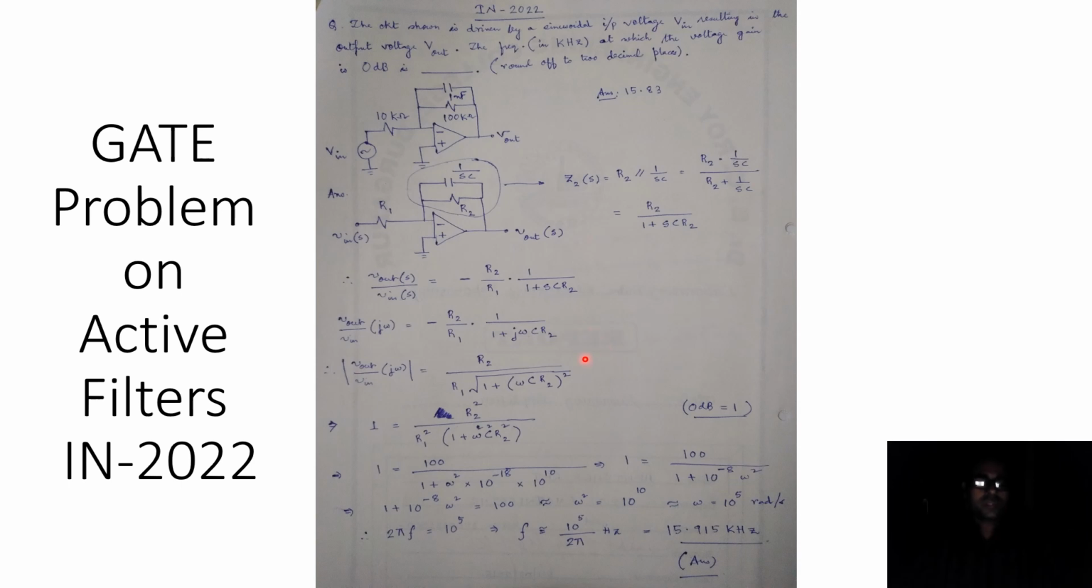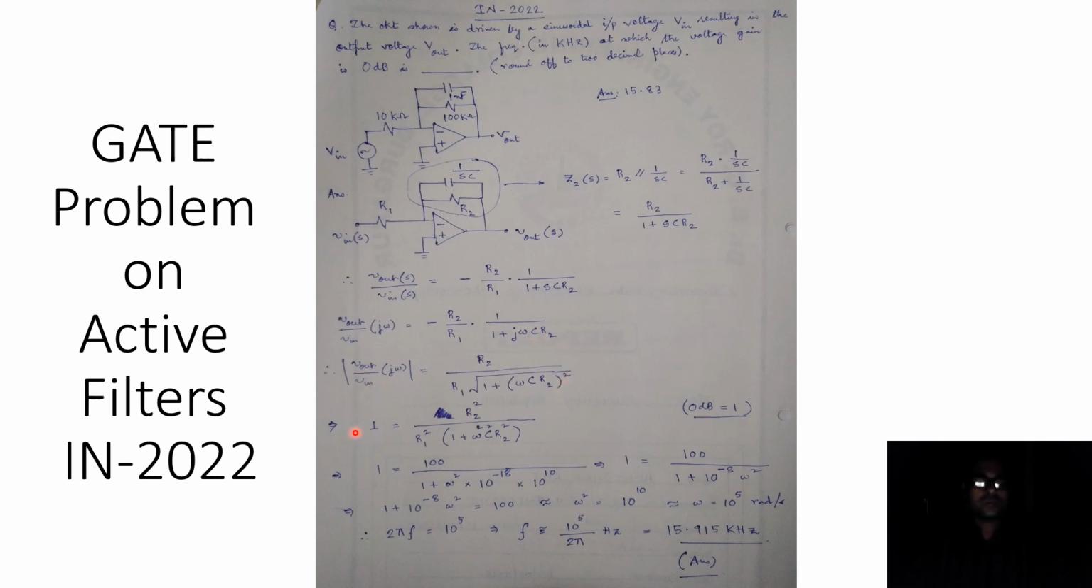The next step after this would be to look for the magnitude term, because we are looking at the voltage gain. So we are looking at the magnitude of this frequency domain expression. So mod of Vout by Vin of j omega is equal to R2 by R1 multiplied by 1 by square root of a square plus b square. This is in the form of a complex number. So this will be 1 square plus omega CR2 whole square.